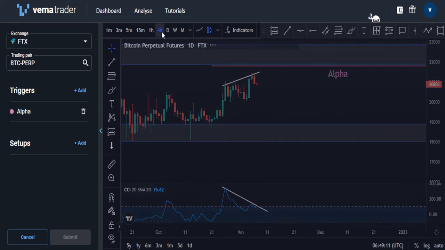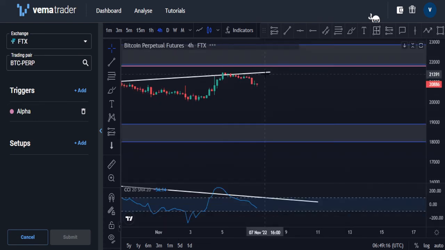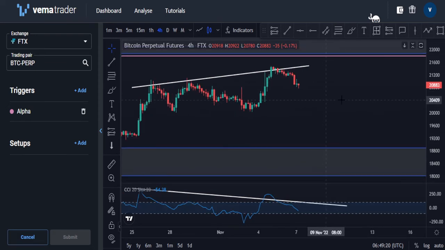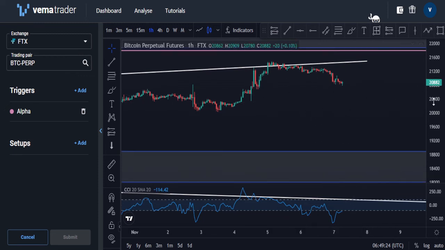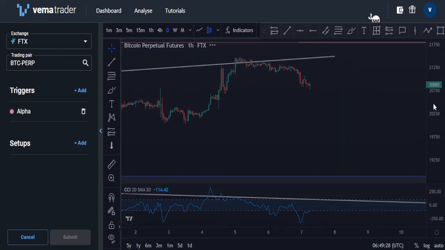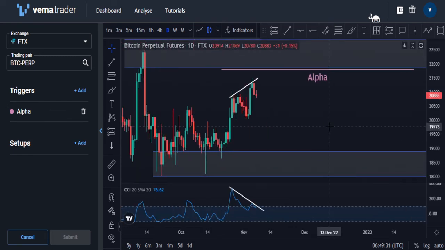I'm going to take that bias, so I'm going to go to the 4 hour or the 1 hour, and I'm going to look for shorts. I want to trade in the direction of my bias. I'm going to try and catch some of that downward move that I think is coming. So I'm going to look for shorts on the 4 hour or the 1 hour, whatever time frame you want to do it on. That is one way to use divergence, is to get a bias.